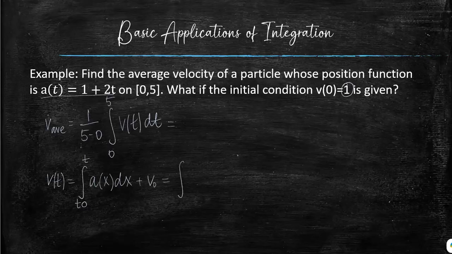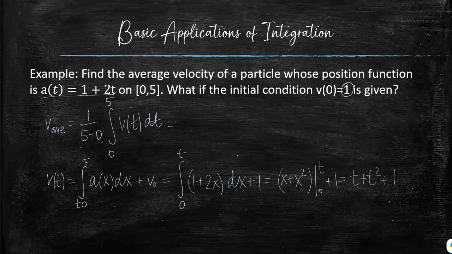And now we're going to plug everything in. So we're going to go from 0 to t. The integral of 1 plus 2x dx plus v of 0, which is 1. And let's solve this. So we have 1 plus 2x. The antiderivative is x plus x squared from 0 to t plus 1, which is equal to t plus t squared plus 1. And now we can finish this problem.